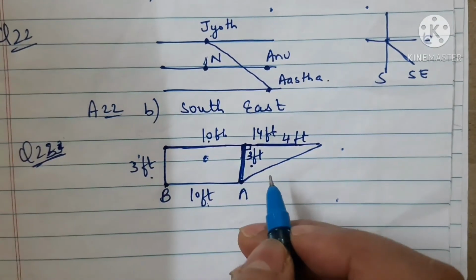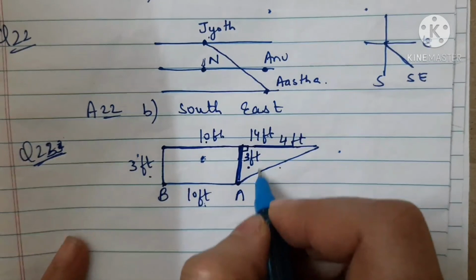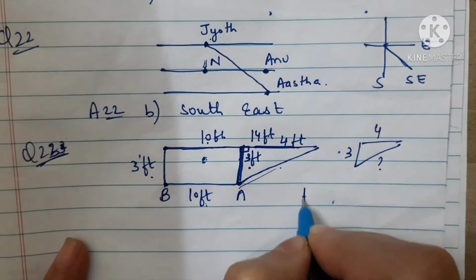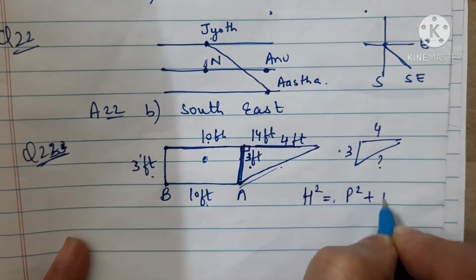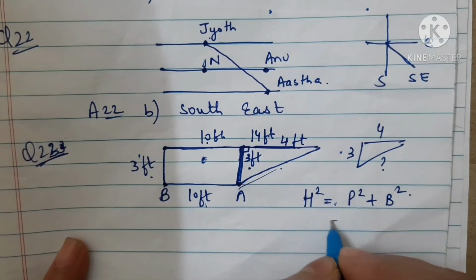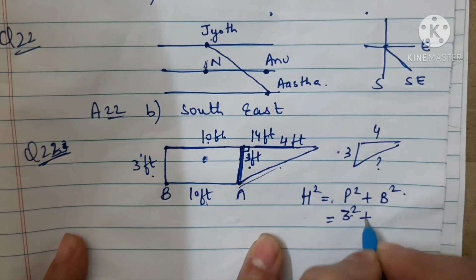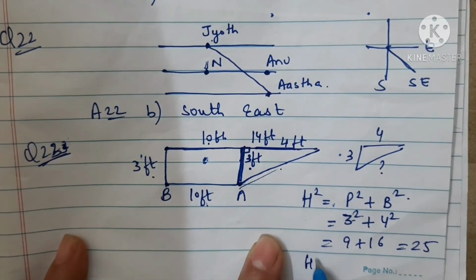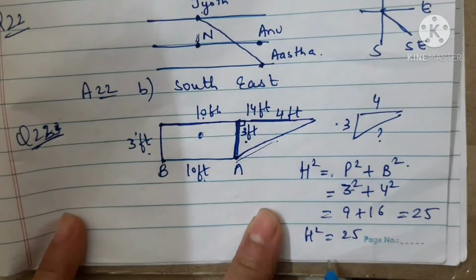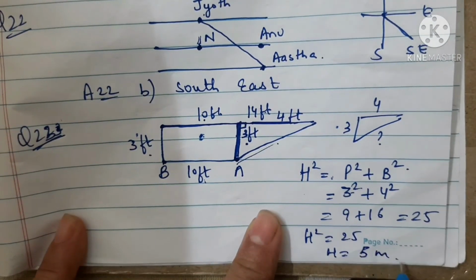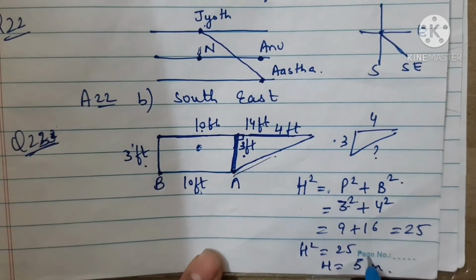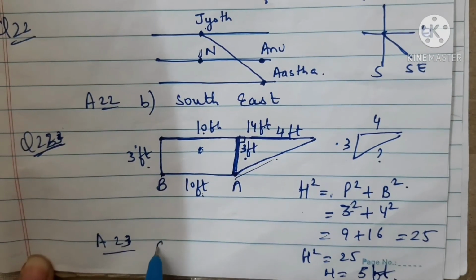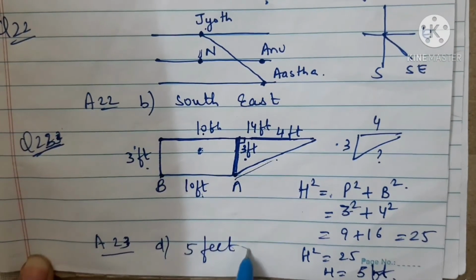Now again a right triangle is formed. So you can find the hypotenuse. This is your hypotenuse in a right triangle. This is 4, this is 3 and you have to find this. So hypotenuse square is equal to perpendicular square plus base square. So it will be 3 square plus 4 square, 9 plus 16, which is 25. So h square is 25, means h will be equal to 5. So the answer is 5 feet. Answer number 23 is D part, 5 feet.